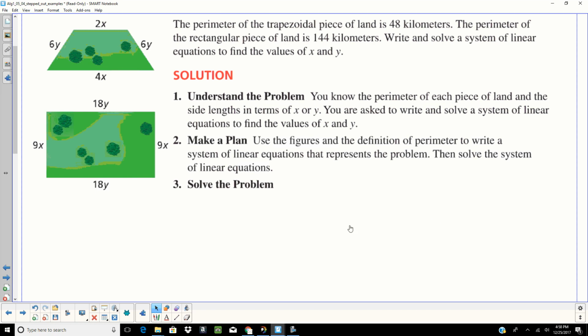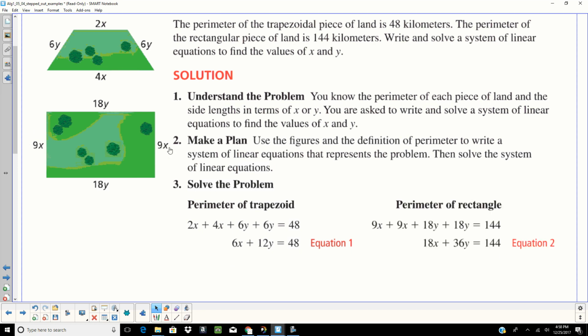So let's go ahead and solve it. For my first equation, 2x plus 4x plus 6y plus 6y is equal to 48. When you combine your like terms, you get 6x plus 12y equals 48. Do the same thing with the other rectangle. 9x plus 9x, my two sides, plus 18y plus 18y. Combine your like terms, and you get 18x plus 36y equals 144.